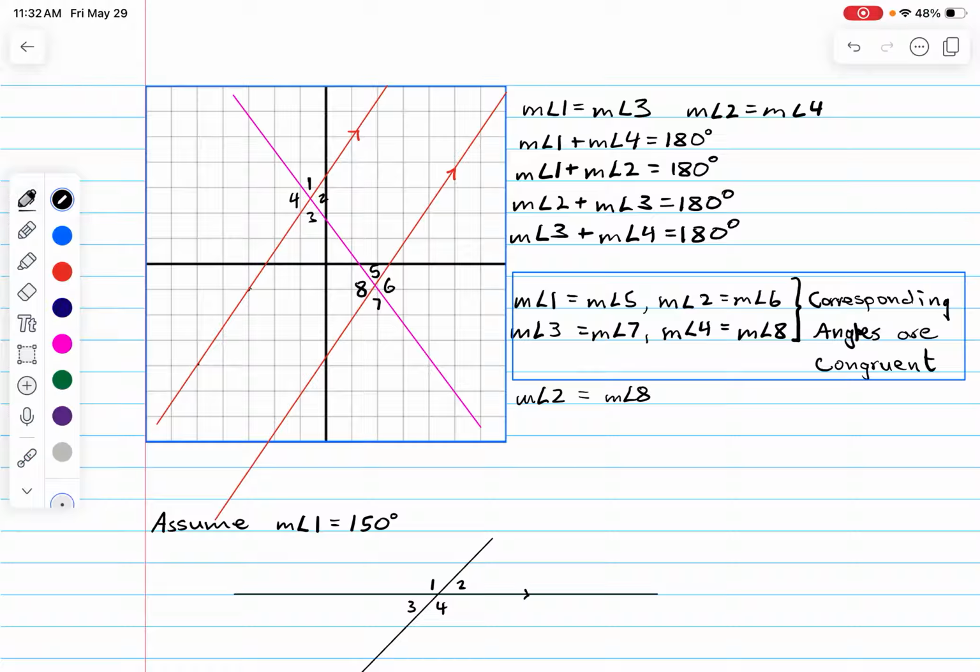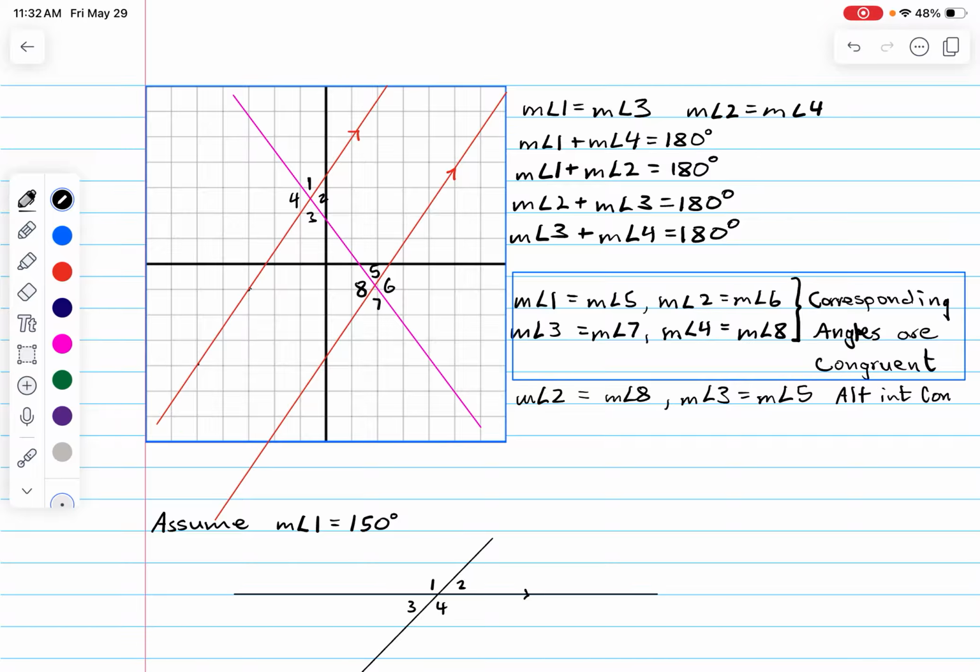So what we have here is that alternate interior angles are congruent. So here we have the measure of angle 3 is equal to the measure of angle 5. Okay? So alternate interior, and I'm going to say congruent. Okay? So alternate interior angles are congruent.